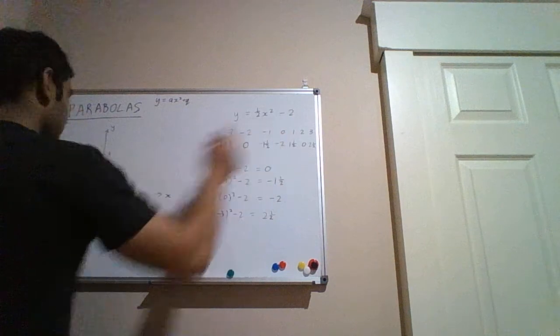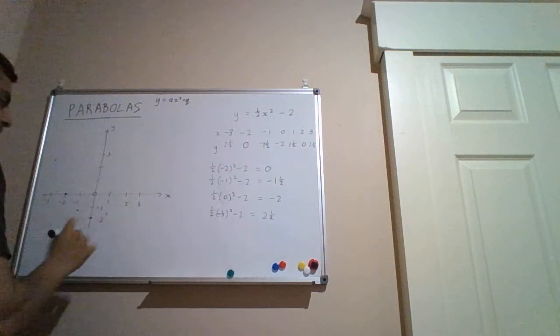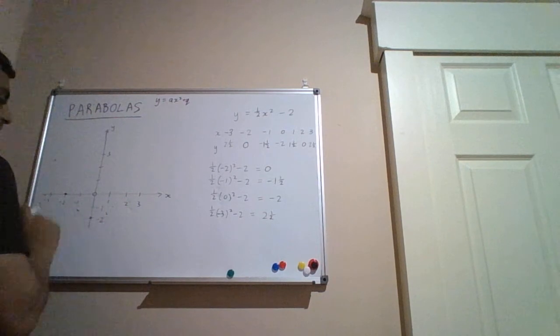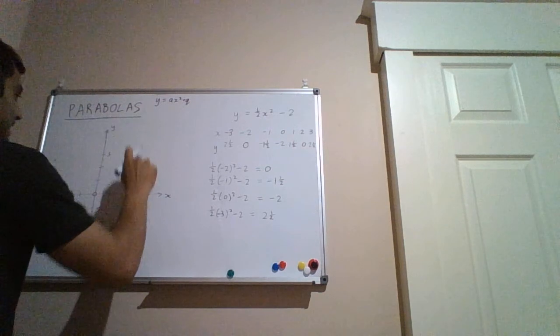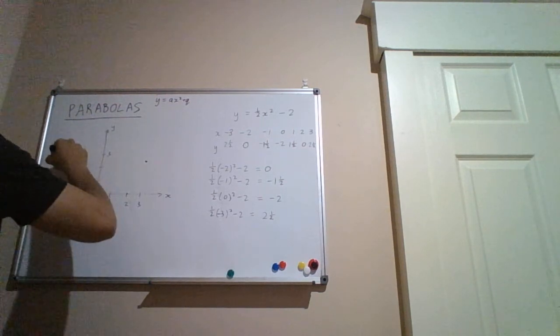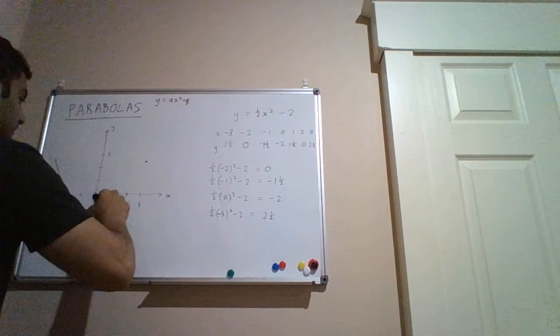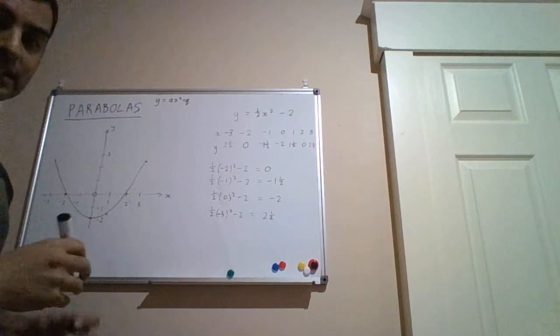And then we continue with the right-hand branch. It should mirror the left-hand branch. So 1 and negative 1.5, 2 and 0, 3 and 2.5. So our graph looks like this.